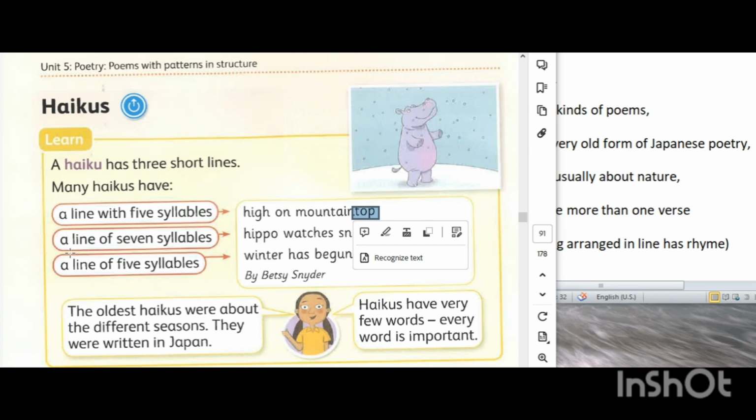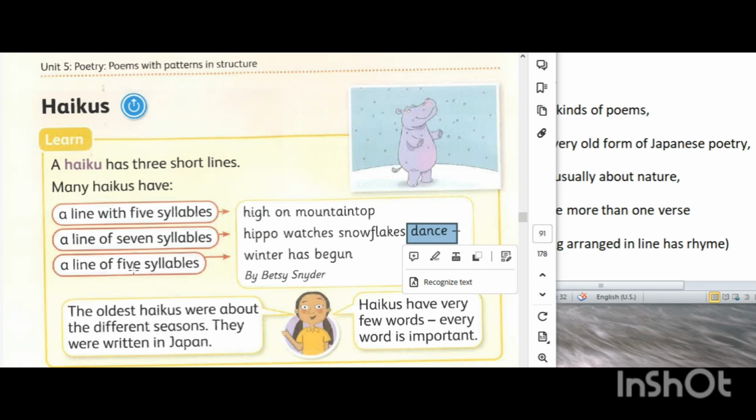The next one, a line of 7 syllables. He, hippo, the 3rd syllable watches, the 4th syllable. Snow, the 5th. Flakes, the last syllable is dance. So when you read this line, you have here 7 syllables.